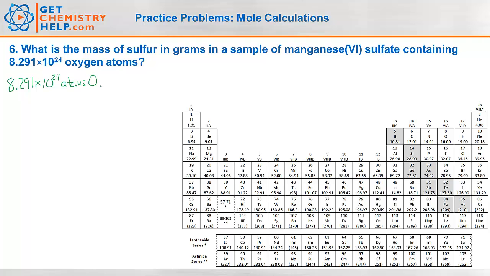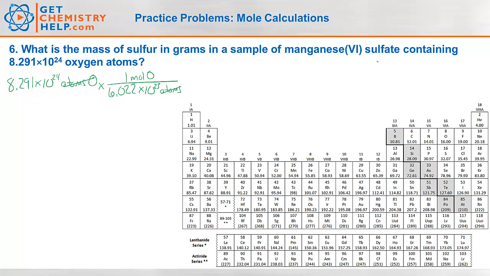What kind of atoms? Oh, they're oxygen atoms. Okay, so I can turn oxygen particles into oxygen moles with Avogadro's number. So Avogadro's number on the bottom. That's the number of particles in a mole of oxygen. Now I'm in moles of oxygen, but I want to go to sulfur. So how do I relate oxygen to sulfur? Well, we always do it through a formula.